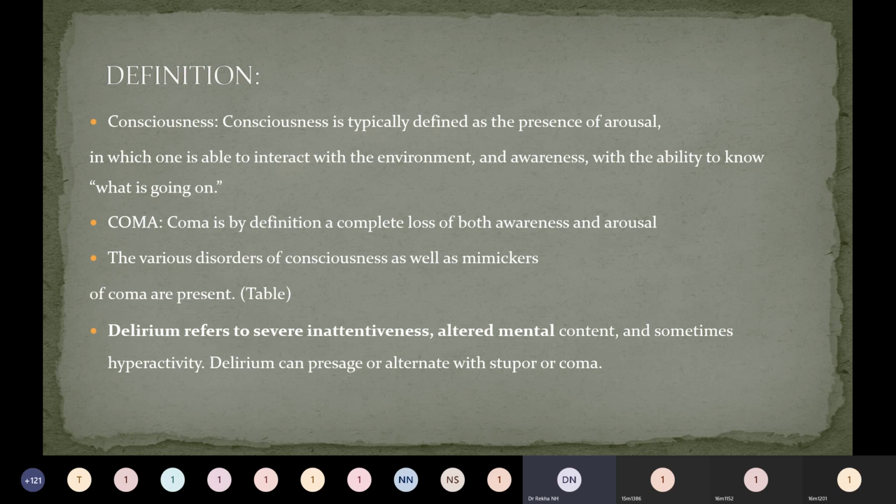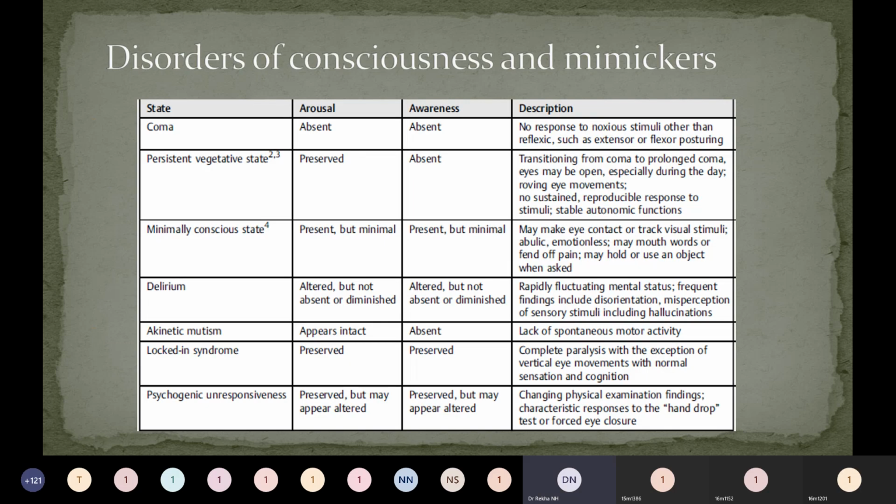Apart from coma, there are various disorders of consciousness. They act as mimickers of coma. What is delirium? It is a state of severe inattentiveness, altered mental content, and sometimes hyperactivity. So these are the different mimickers of coma. In patients with coma, there is an absence of arousal and awareness. There is no response to noxious stimuli other than reflexes such as extensor or flexor posturing.